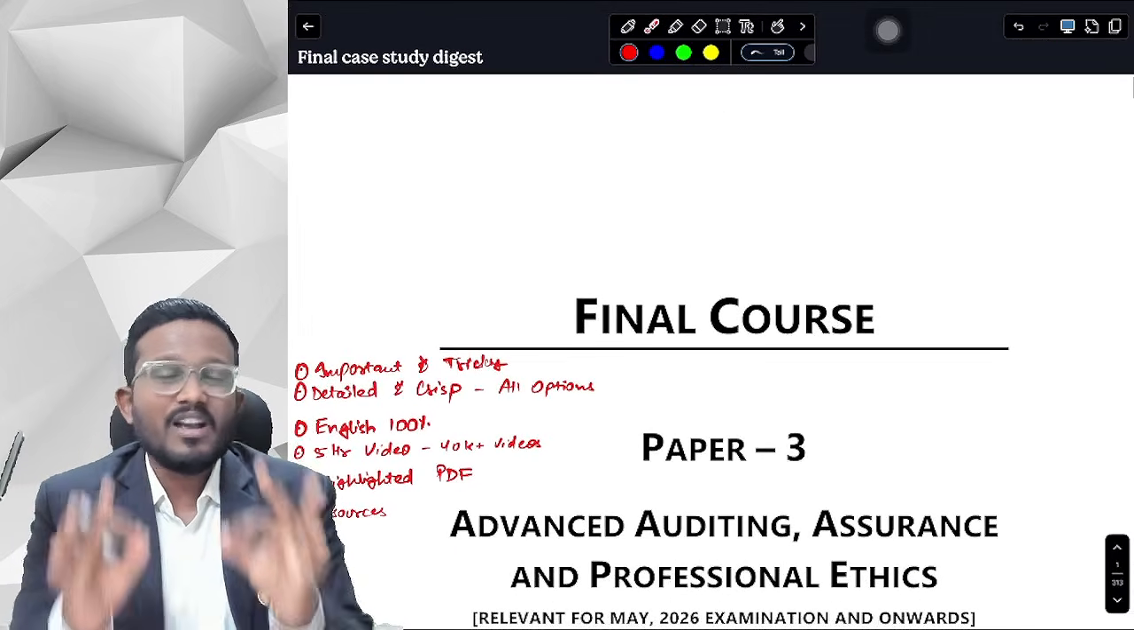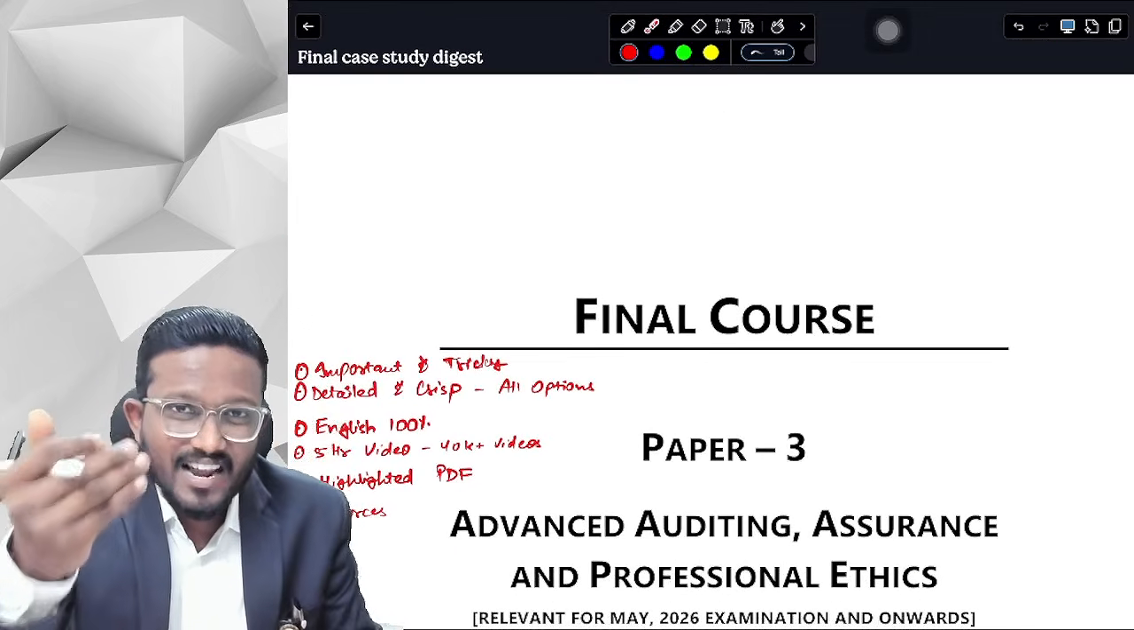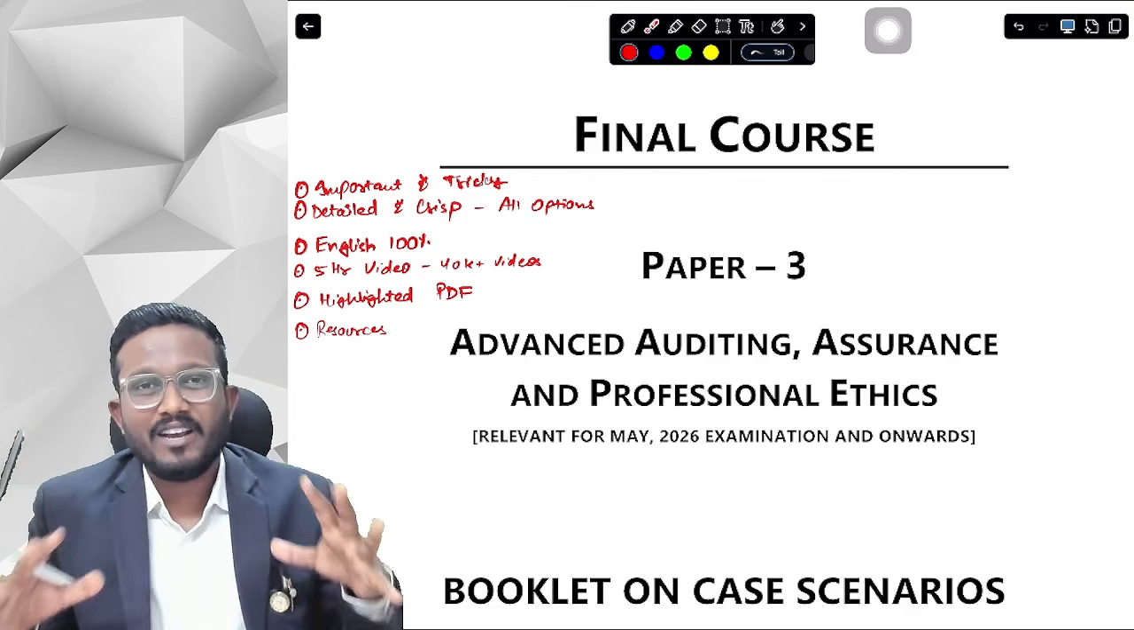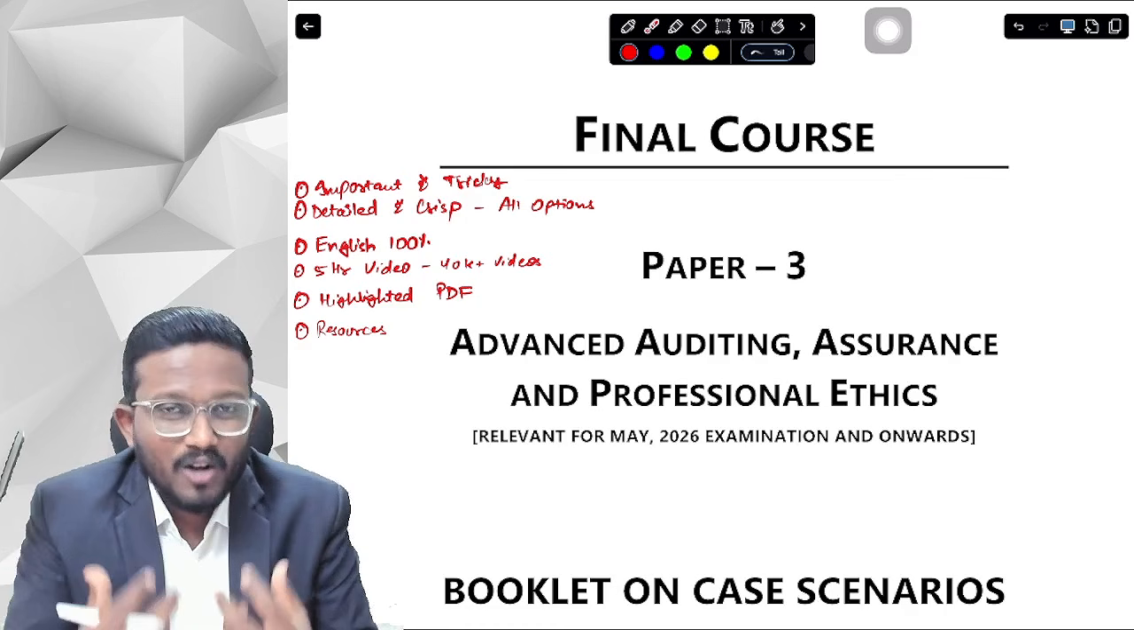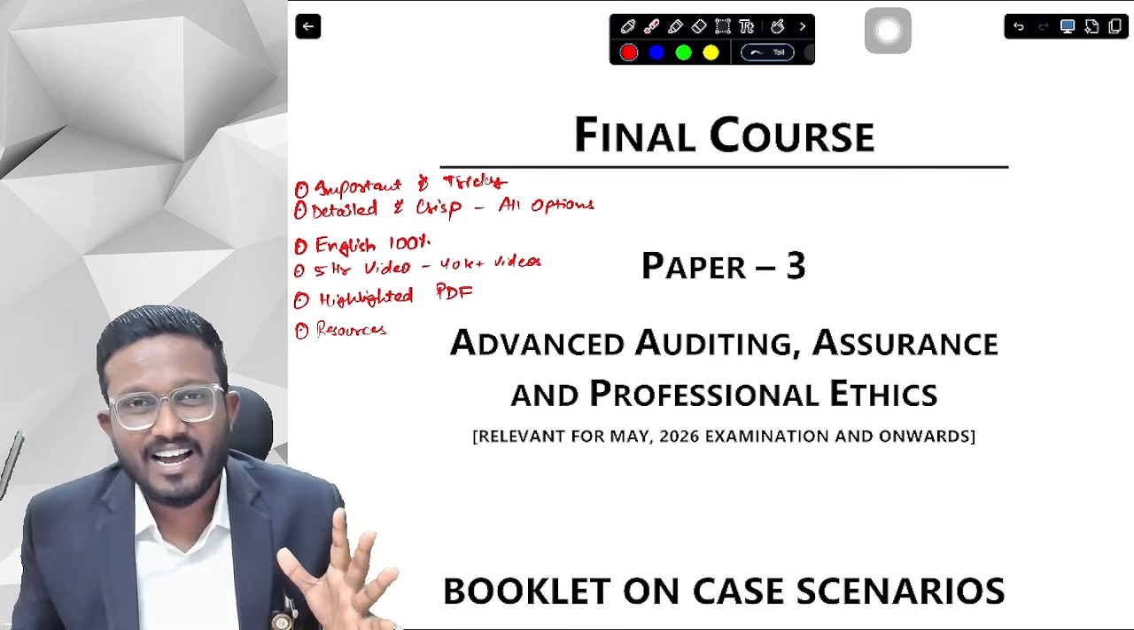So yes, we are covering this from the ICAI case scenarios booklet itself, so you get the feel of how the ICAI case scenario booklet looks and how we have to solve all these 60 case scenarios with me.